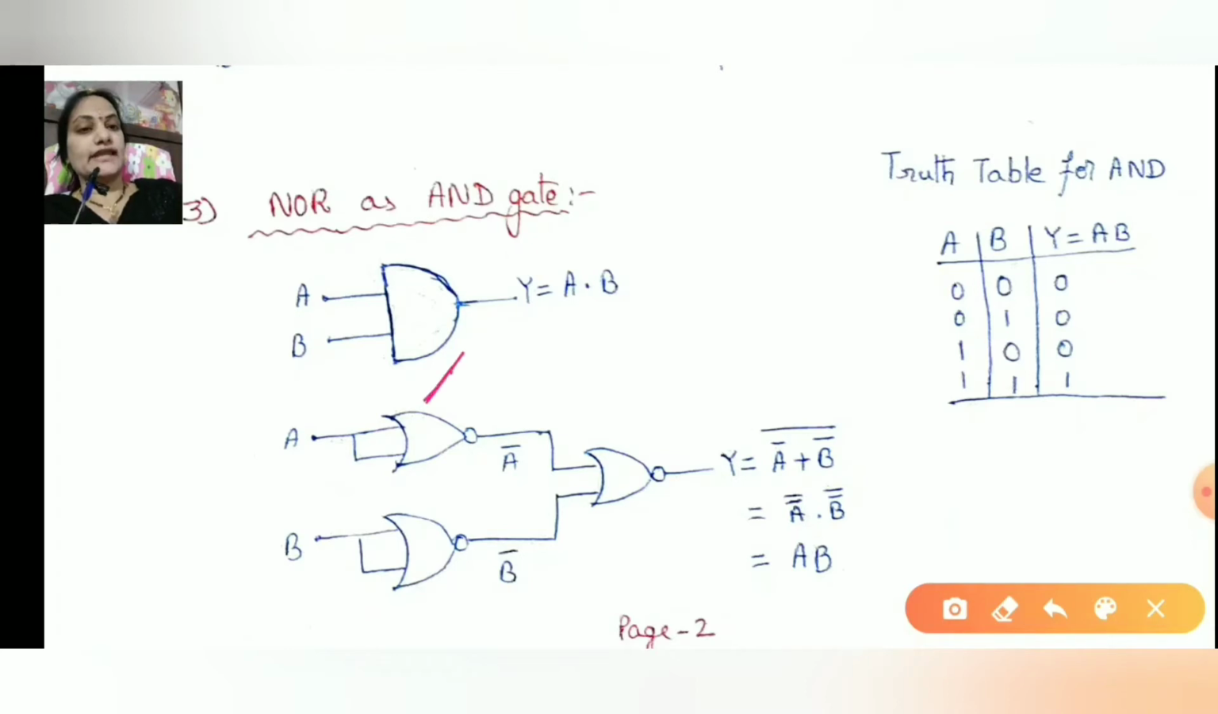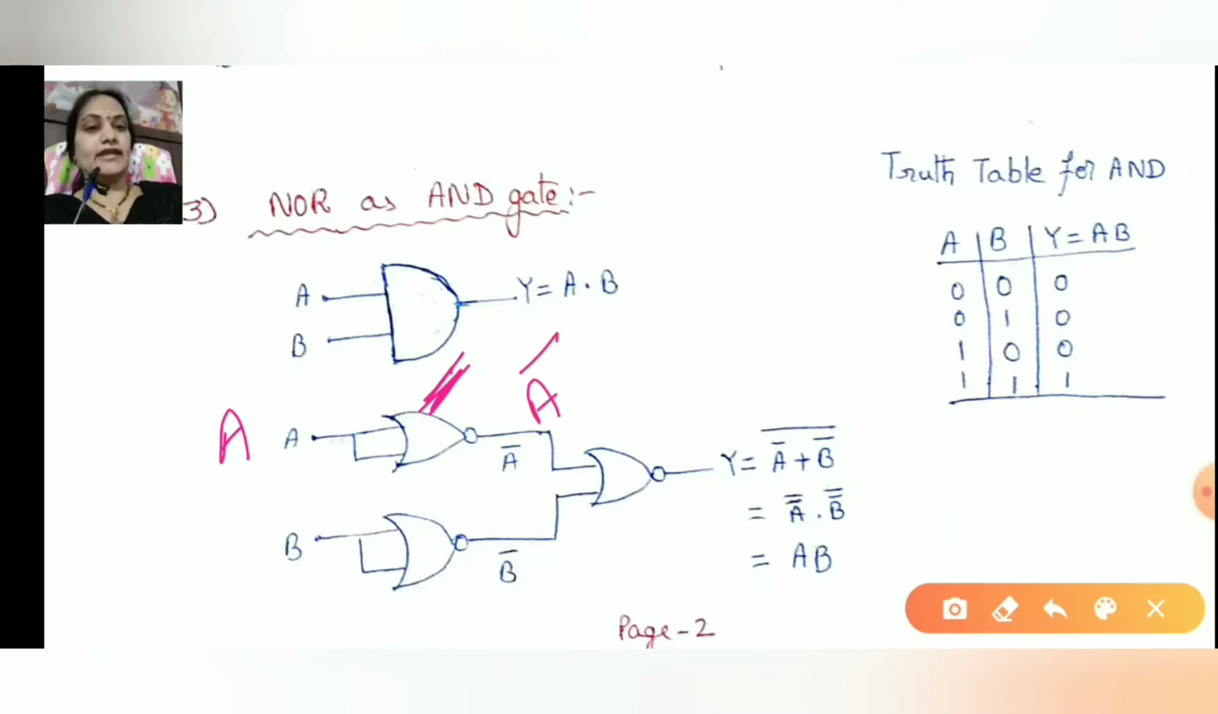So for this gate, the input is A, and you can observe that the inputs for this gate are connected to each other. Connected to each other means what does it indicate? It indicates that it acts as an inverter. It acts as a NOT gate. So in the case of a NOT gate, if you give A as input, you will get its complement.